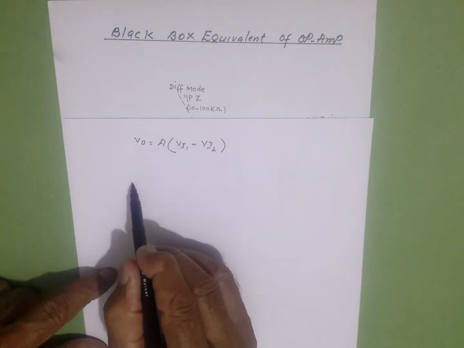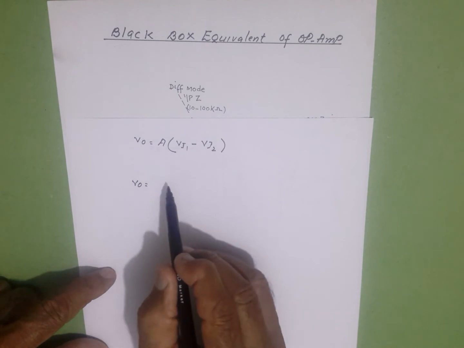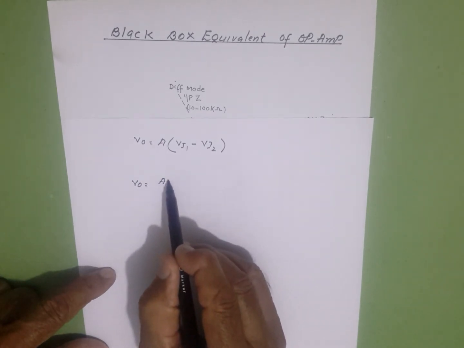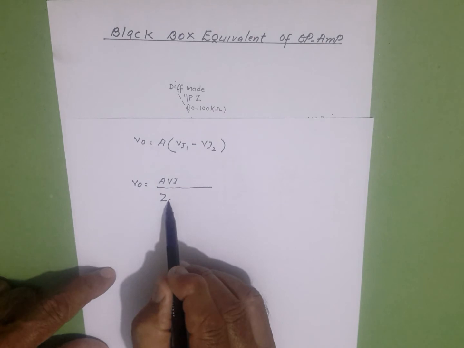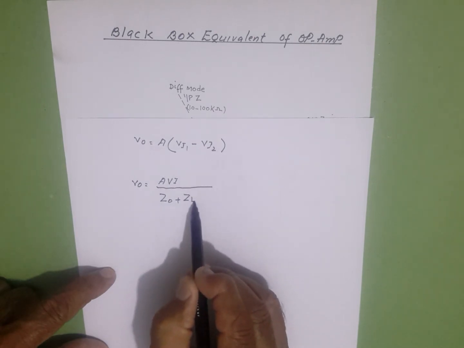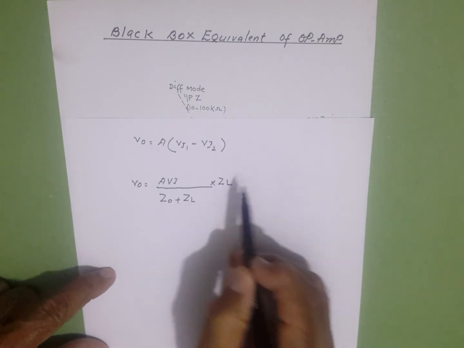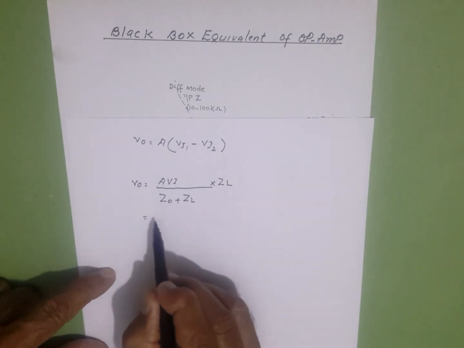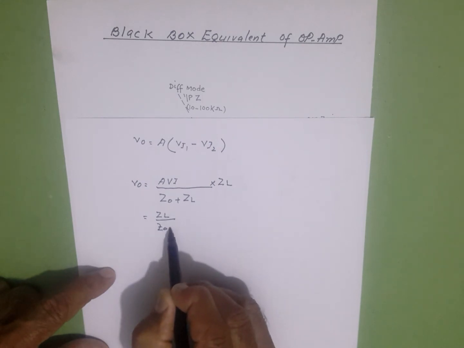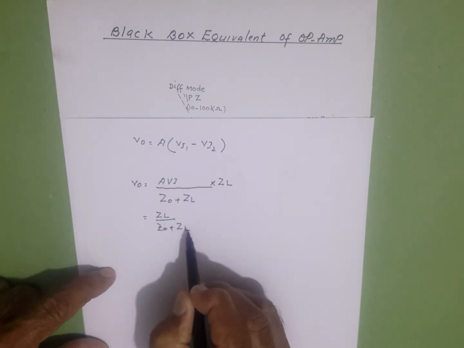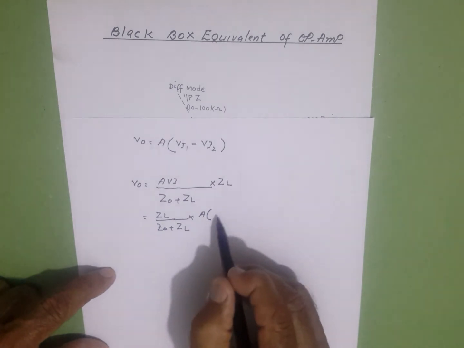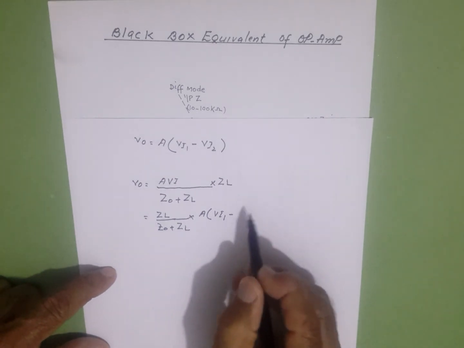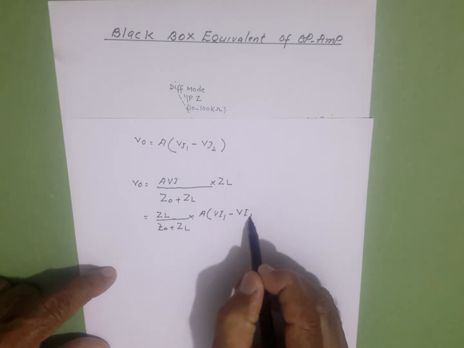Let us recall the voltage output formula. We know that V output is equal to the V input that we have already learned, that is, ZL over ZO plus ZL into A into V input 1 minus V input 2.